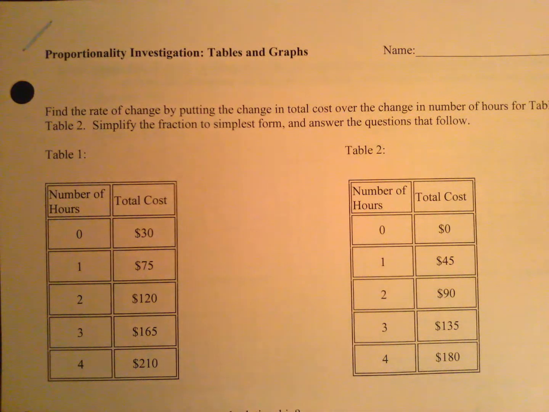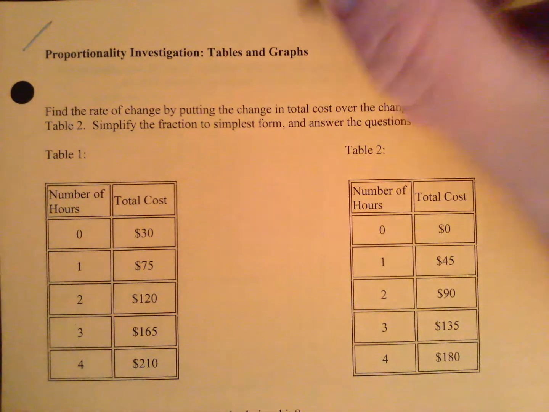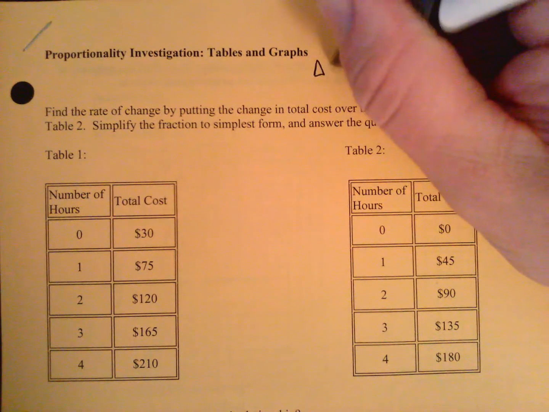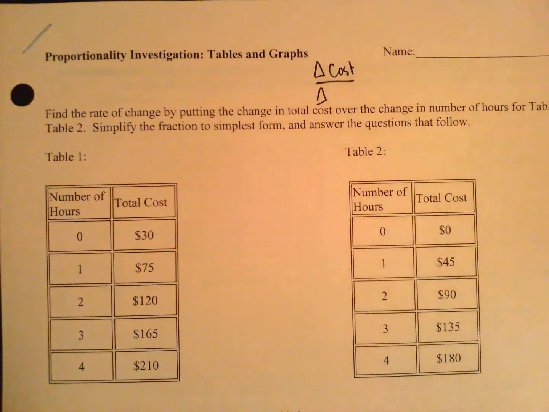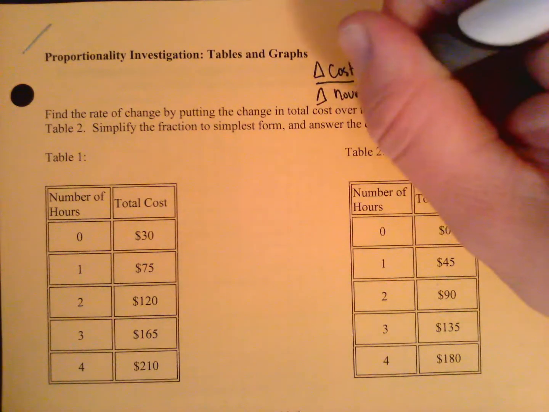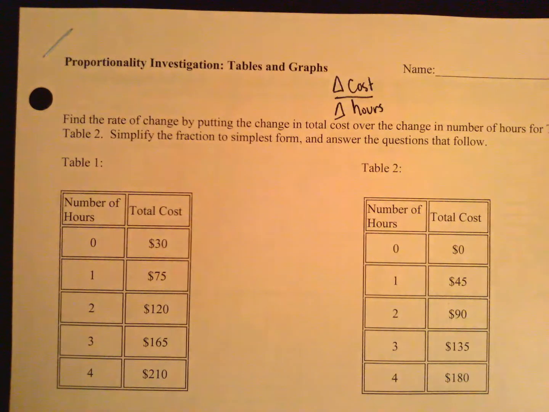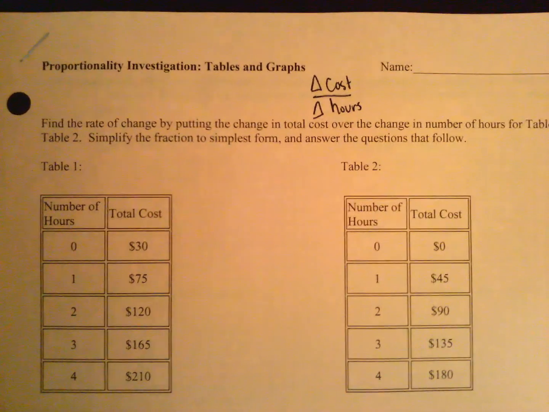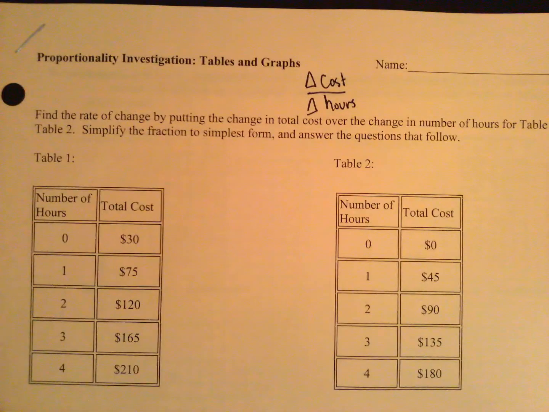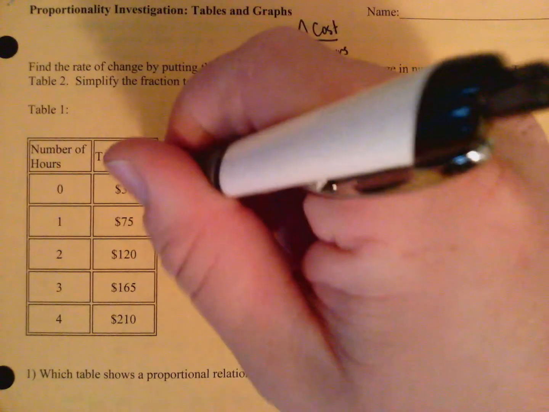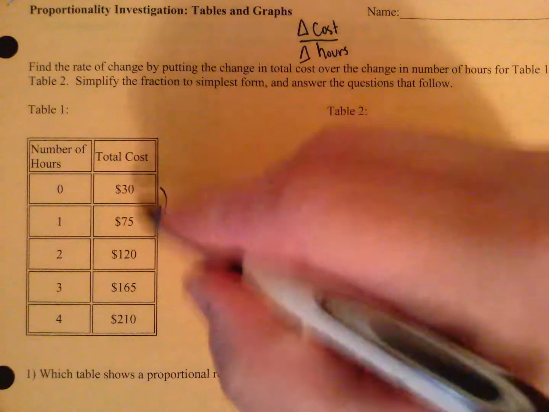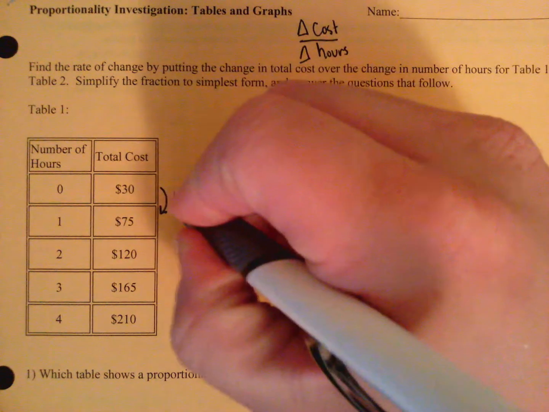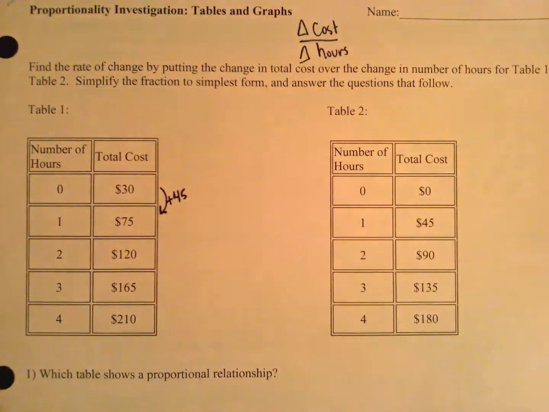This is proportionality investigation, tables and graphs. So it says find the rate of change by putting the total change of total cost divided by your change in number of hours. And we have to do that all the way through the table to make sure that it's 100% accurate, 100% right. So if we go through and I see table 1 and I look at my change in cost, well, the first change from $30 to $75, I change it by 45, and it's a positive 45.